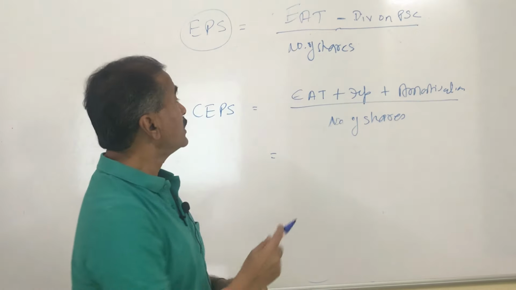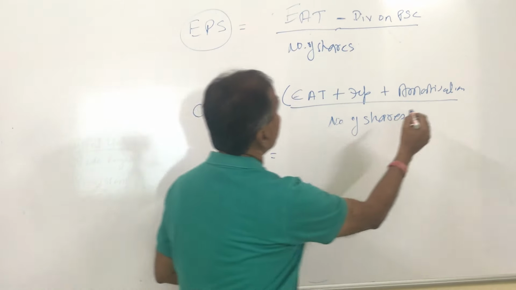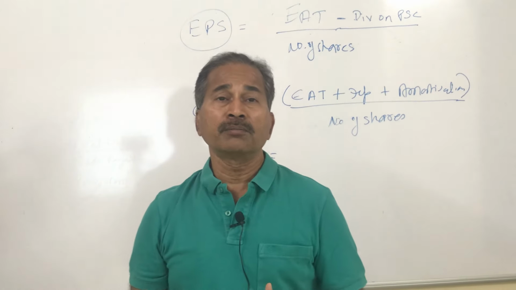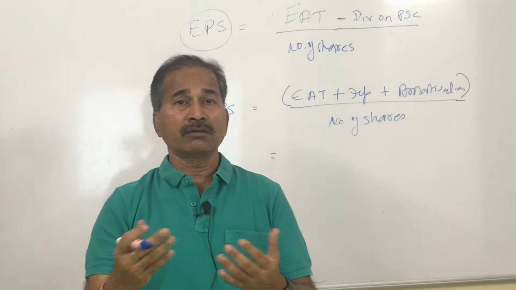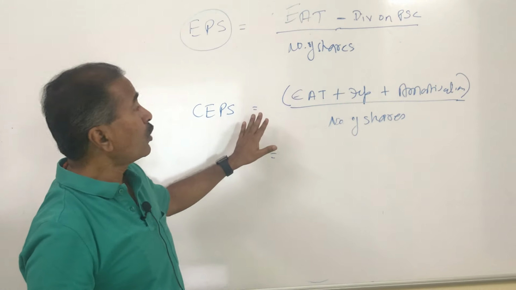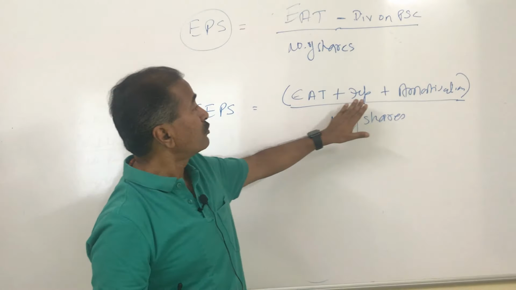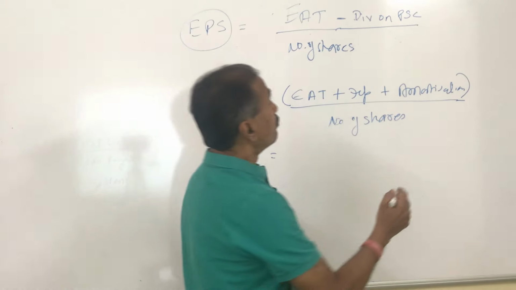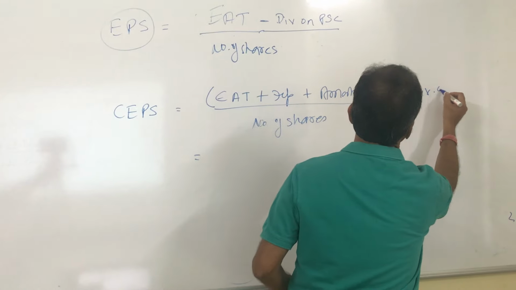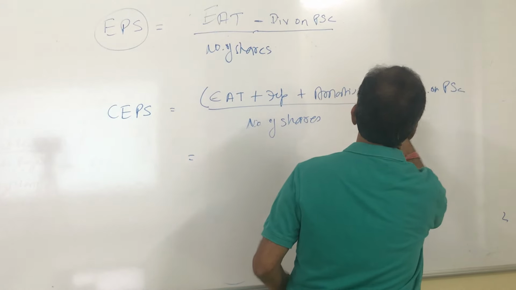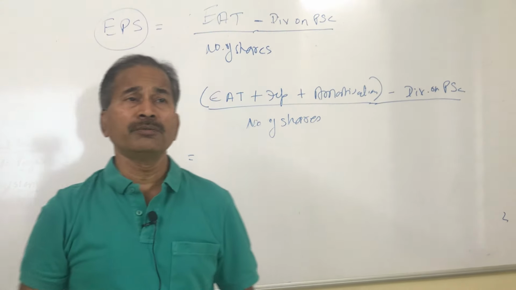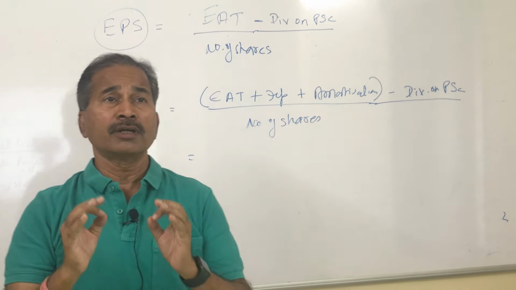Once again, in case the company is also having preference share capital, how will you calculate the cash earning per share? In that case, your calculation will undergo a small change. You will take your figure of cash profit, minus from this the figure of dividend on preference share capital, and divide by the number of shares, and that will give you your cash earning per share.